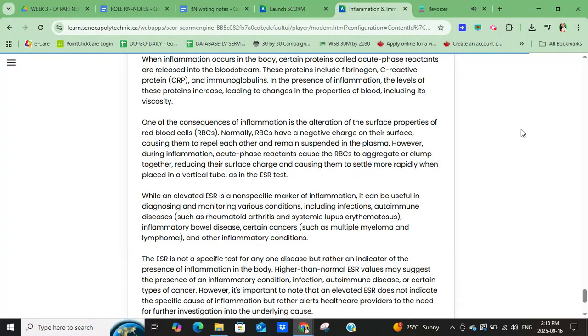The ESR is not a specific test for any one disease, but rather an indicator of the presence of inflammation in the body. Higher than normal ESR values may suggest the presence of an inflammatory condition, infection, autoimmune disease, or certain types of cancer. However, it's important to note that an elevated ESR does not indicate the specific cause of inflammation, but rather alerts healthcare providers to the need for further investigation into the underlying cause.